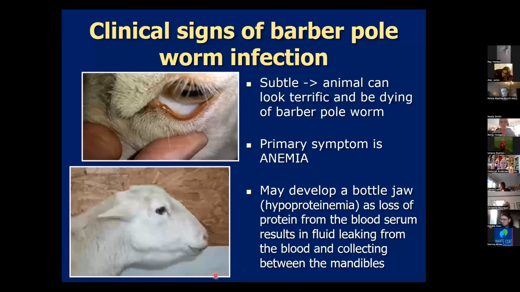And they may also develop bottle jaw, which is this loose flap of skin, very liquidy. It's sort of a floppy thing. It's not a firm thing. It's like a floppy sack of fluid under their chin. And that's a result of the fluid leaking from the blood and collecting between the mandibles. There are other things that cause bottle jaw, but this is pretty classic.